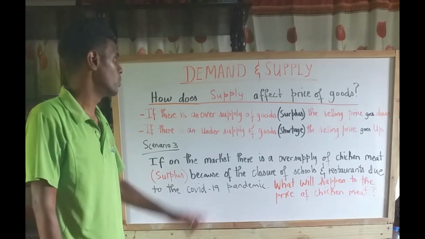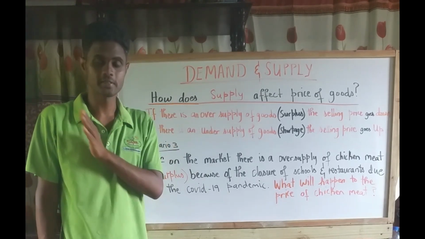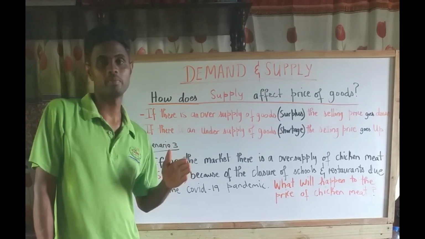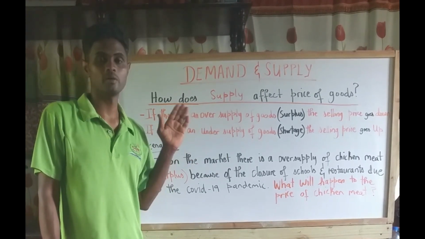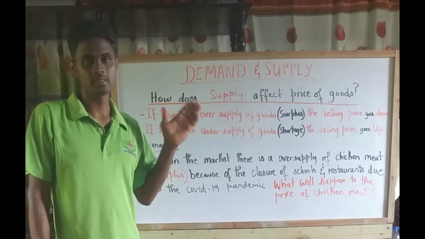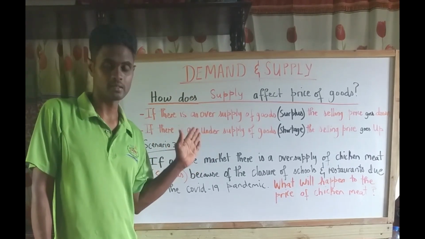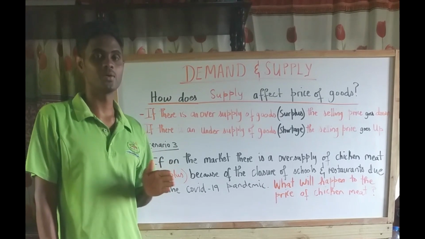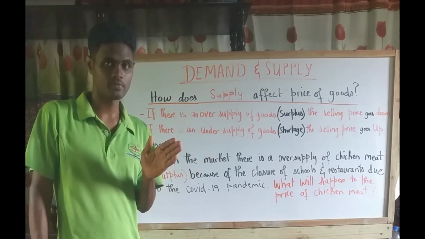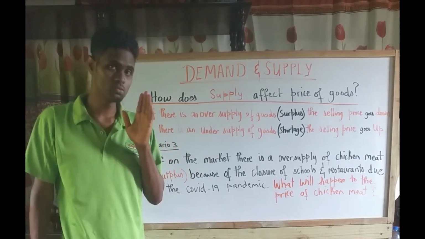Let us now look at how supply affects the price of goods. So let us recap a little. As we said previously, we looked at how price affects demand and supply, and then after that we looked at how demand affects price. Now we are going to look at how supply affects the price of goods. Now it affects it in two ways.